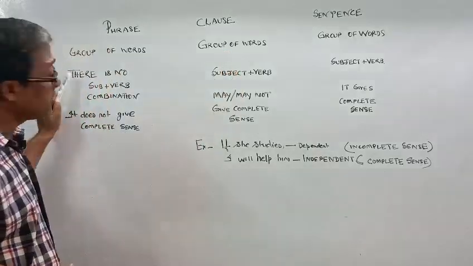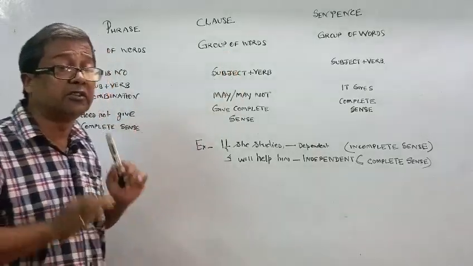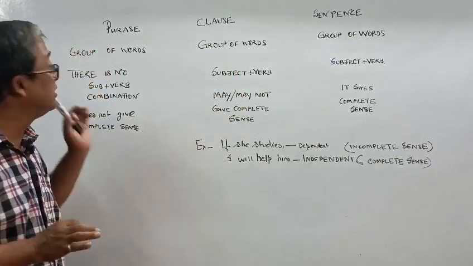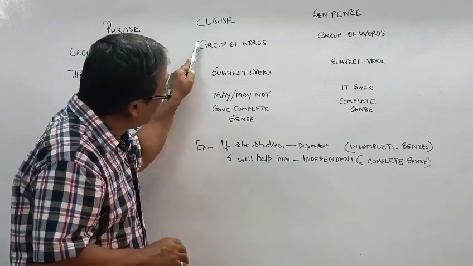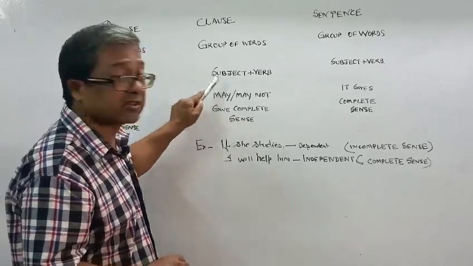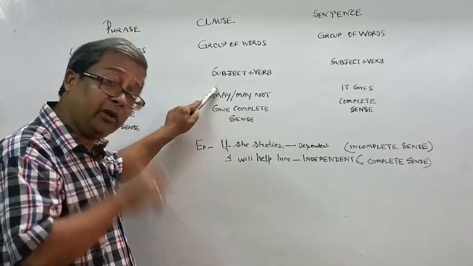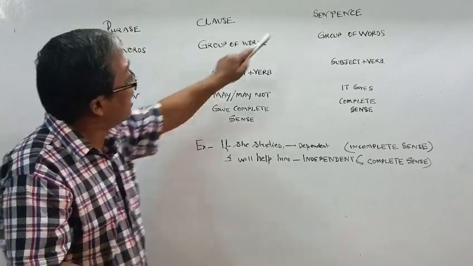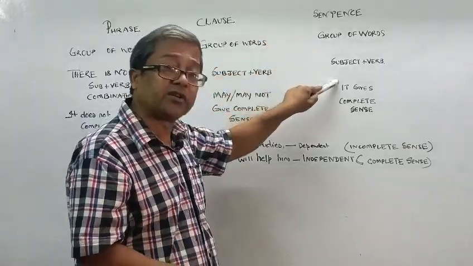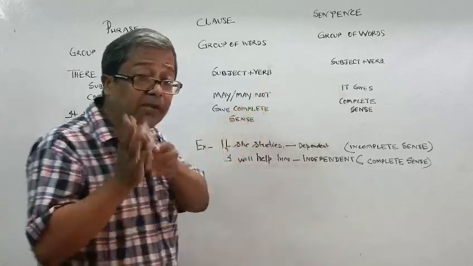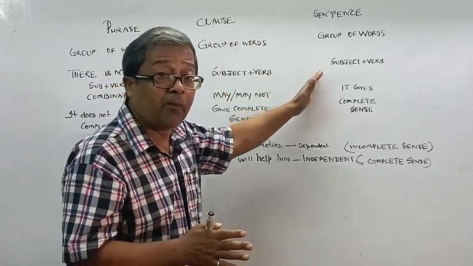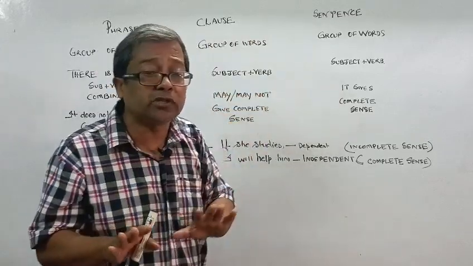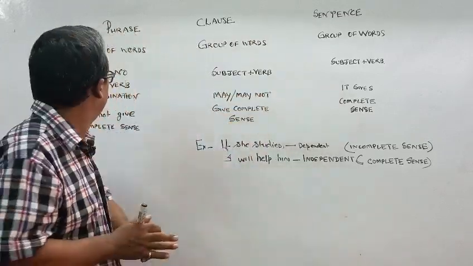Next, there is no subject verb combination. This is very important in a phrase. There is no subject and verb combination in a phrase. But in a clause, there has to be a subject verb combination. In a sentence, there is also a subject verb combination. So subject verb combination is present in a clause and in a sentence. But in a phrase, there is no subject verb combination. This you have to keep in mind.